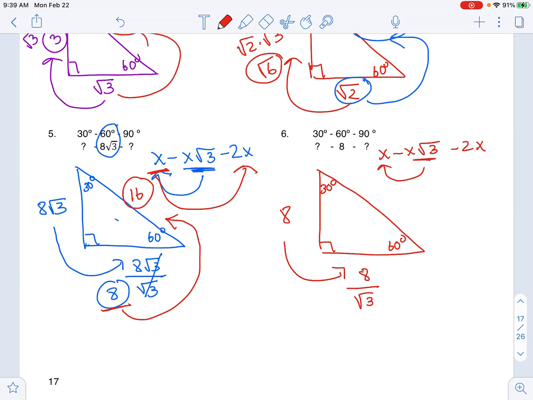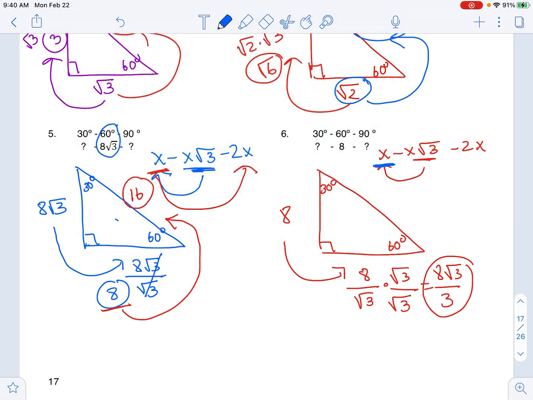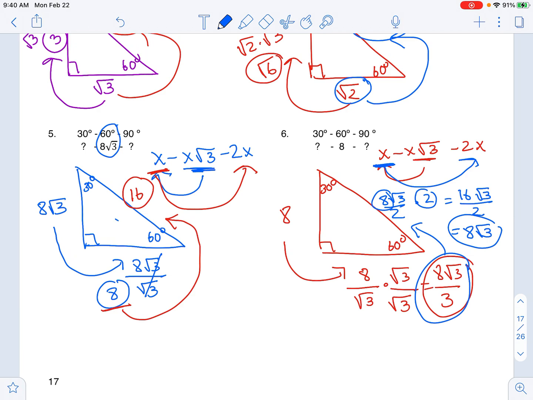Now this one, I need to do this. Remember, we talked about we can't have square roots on the bottom. So this is the answer I want to get to. Once I have the x, now you're going to use the x to get to the last side, which is the 2x. So you take this answer, and to get to here, we're going to multiply by 2. And all that happens, we can multiply these numbers. 16 square root of 3 over 2. But notice the 16 and the 2 can be reduced, so you're left with just an 8. So this is your final answer.